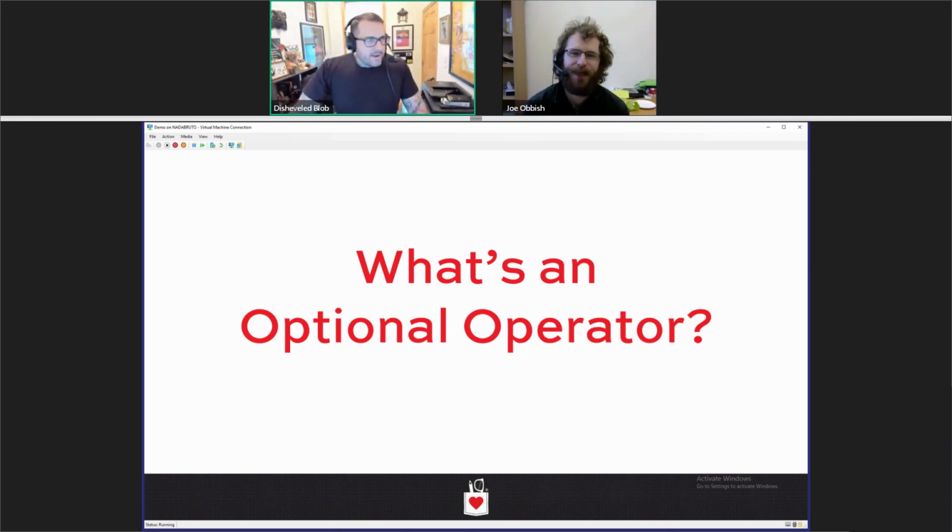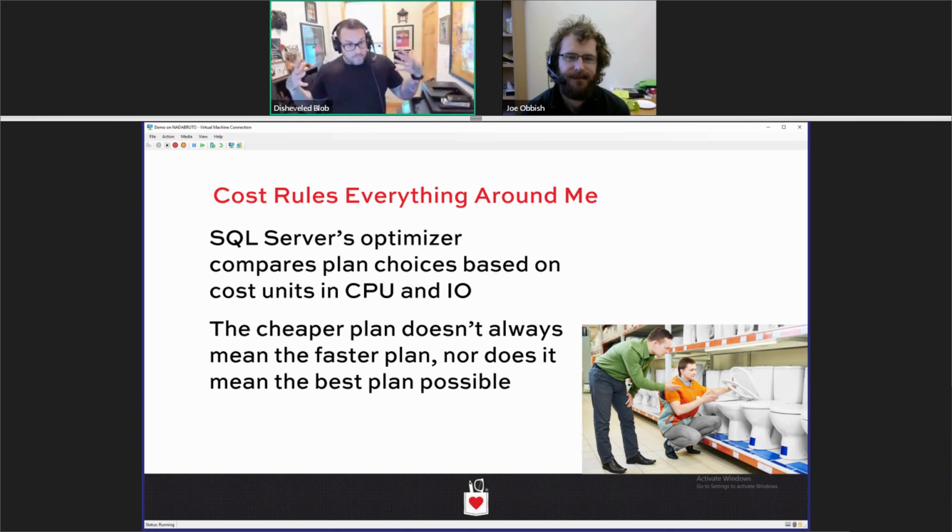So we're here to talk about optional operators, and we're going to start this talk. We've agreed, barely agreed. It took a long time to come to terms. I was going to explain what an optional operator is, and an optional operator comes from the query optimizer being able to make choices about how it's going to construct a query plan. It makes all these choices based on how much different things cost. And it measures those costs in these imaginary CPU and IO units that are only known to the sages of Redmond. The cost of a plan does not dictate how long a plan is going to take to run. It used to mean that a long, long time ago, but not anymore.